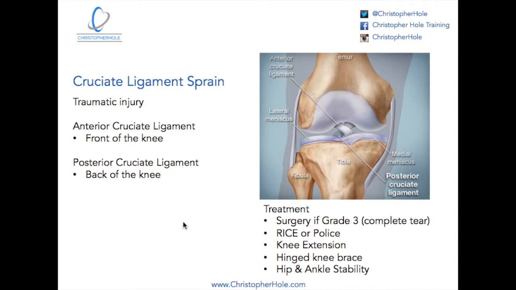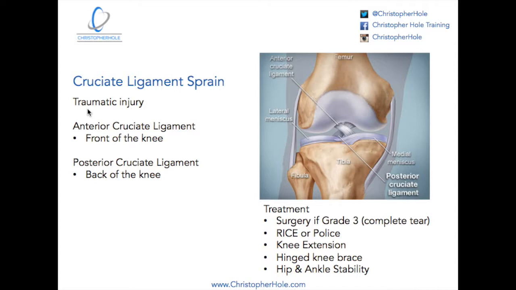So, first of all, the cruciate ligament sprain. If you've watched my previous videos on ligament injuries, you'll see there are three different grades of ligament injury, and it can be any one of those. So it could be a grade 1 sprain, or it could be a grade 3. But as a general rule, cruciate ligament sprains are traumatic injuries, and what that basically means is it normally happens from one impact.